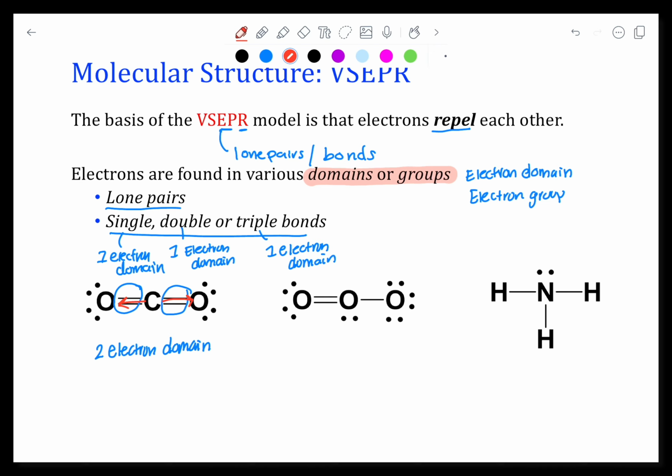Our next structure is ozone, O3, and we want to determine how many electron domains it has. Well, we're talking about this central oxygen here. How many different domains of electrons does this oxygen have? In our previous example, we said that a double bond is an electron domain that counts as 1, as does a single bond. But also on this oxygen, we have a lone pair, and a lone pair is also considered an electron domain. So on this central oxygen, we have 3 electron domains.